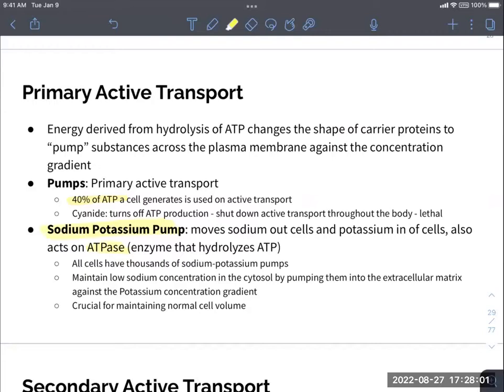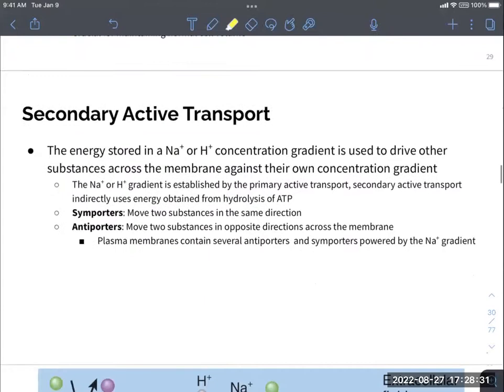All the cells have thousands of sodium-potassium pumps. They help to maintain that low sodium concentration in the cell by pumping sodium out into the extracellular matrix against its gradient. It's crucial for maintaining normal cell volume. If we get too much sodium in, the cell starts to bloat, get bigger, and swell.